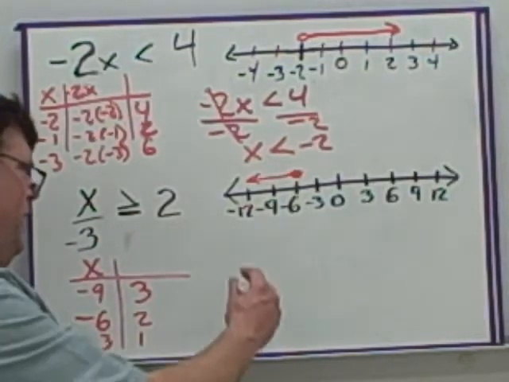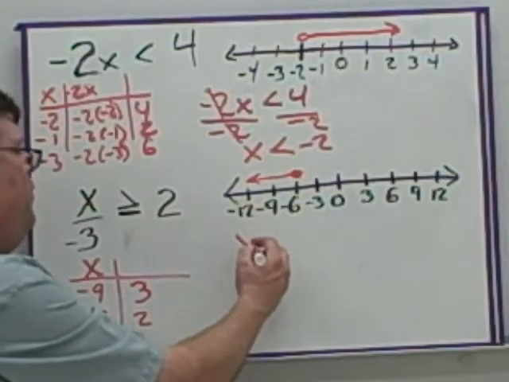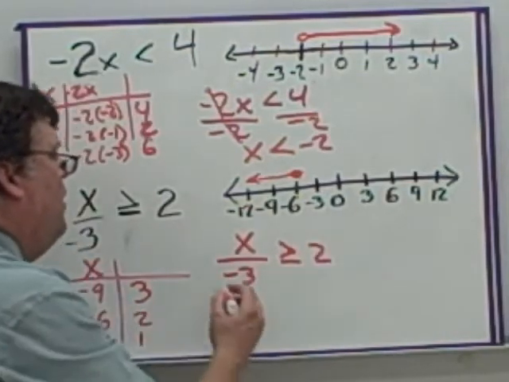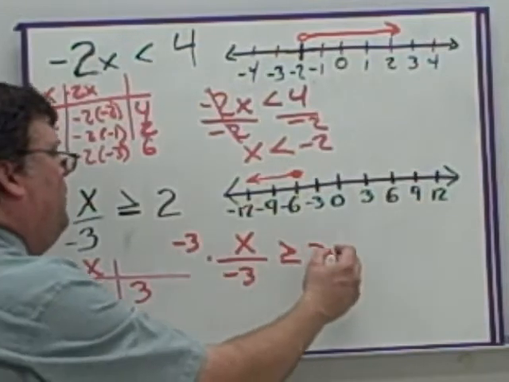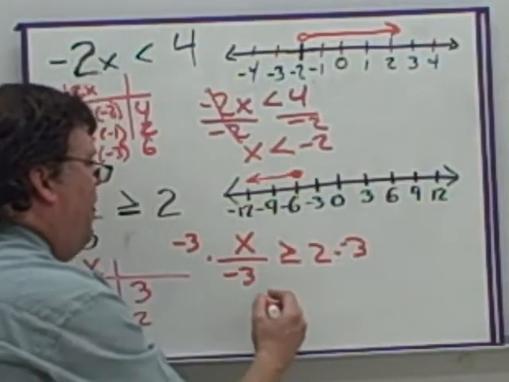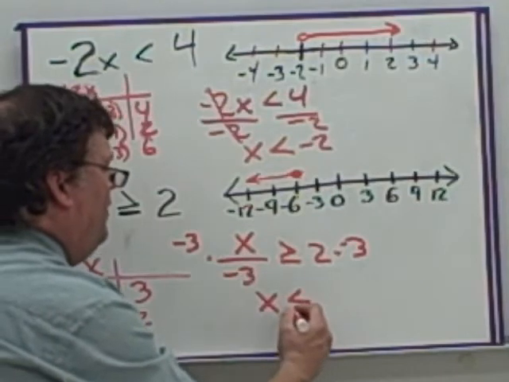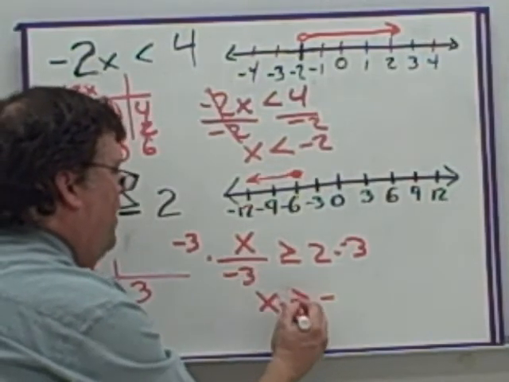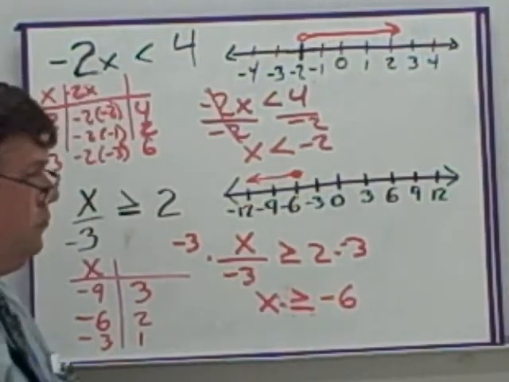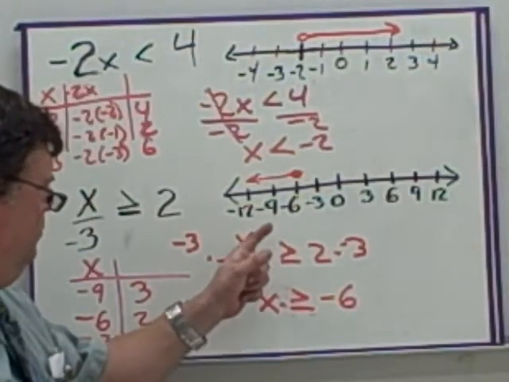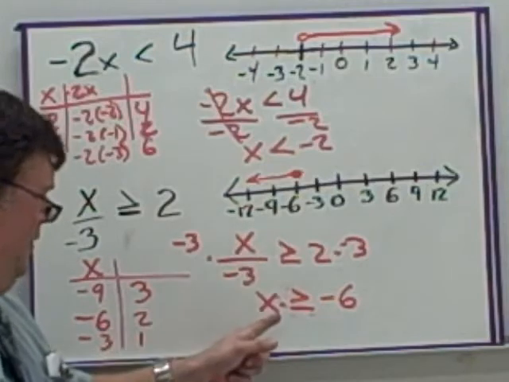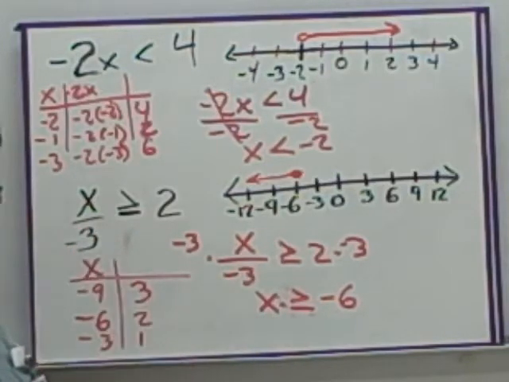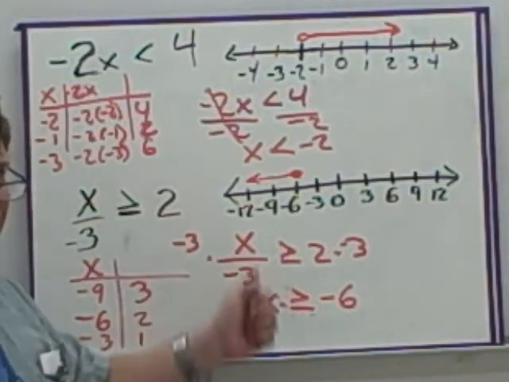What happens when we solve it? If we solve it using the normal method, we get negative 3 greater than or equal to 2. We would multiply by negative 3, and we end up getting x is greater than or equal to negative 6. But negative 9 is not greater than or equal to negative 6, and we showed that it works. These two can't be the same.